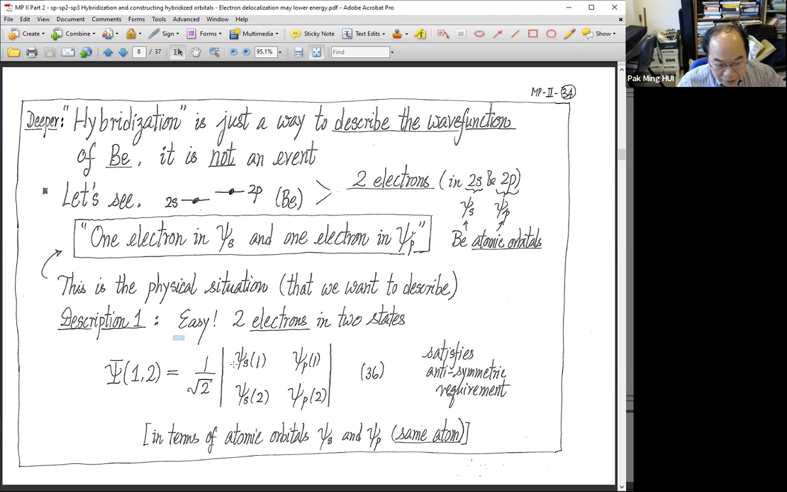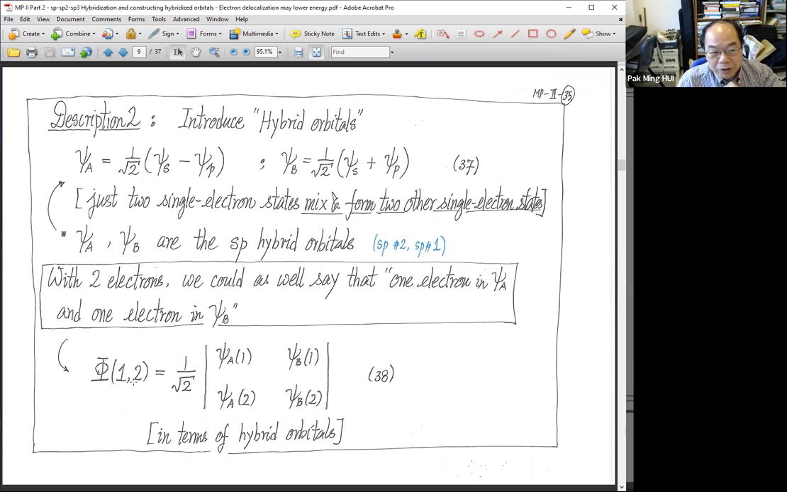Easy. Slater determinant, 2 by 2, right? So one is S, one is P. I have 2 electrons. I do it this way. I call it capital psi, this is psi 1, 2. Okay, so this is legal. Slater determinant.